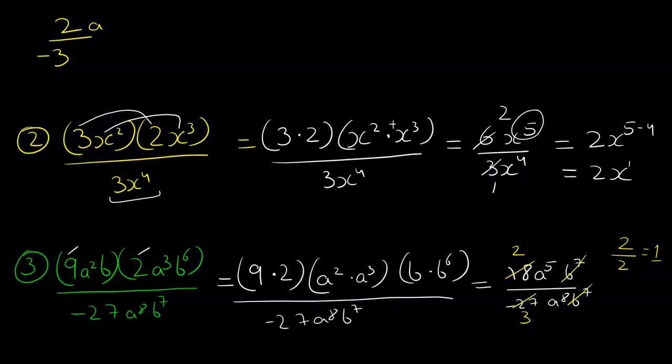For the numerator, a has the power of 5. In the denominator a has the power of 8. Now you can see the exponent power is bigger in the denominator, so subtraction will happen in the denominator as well. 2 over negative 3 a to the power 8 minus 5, and we get 2 over negative 3 a cube, and that is our final answer.